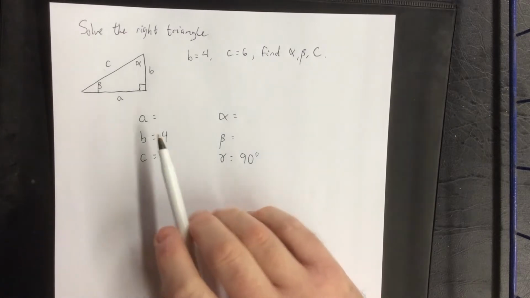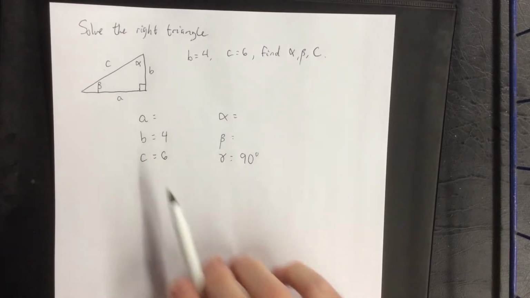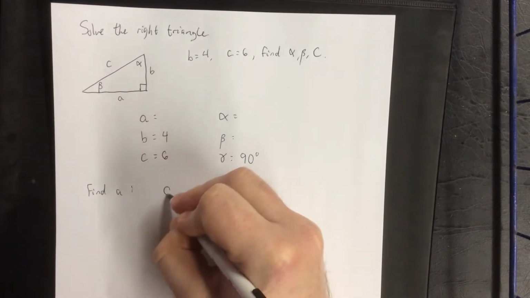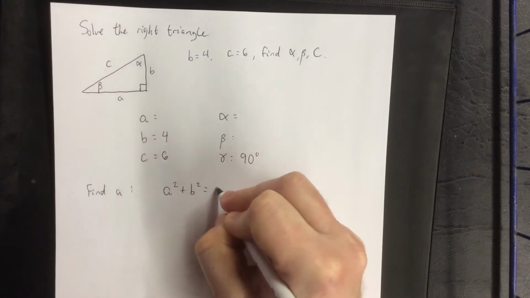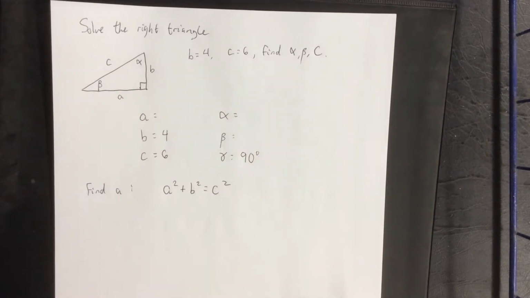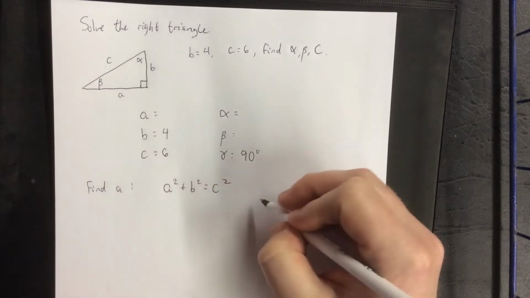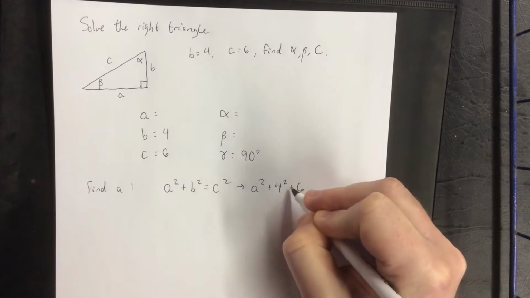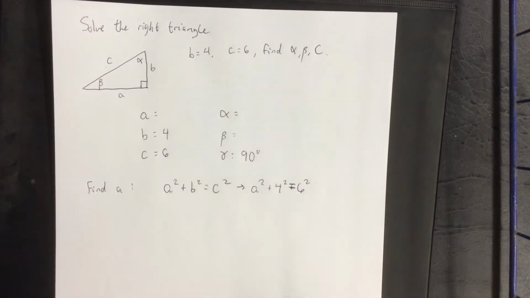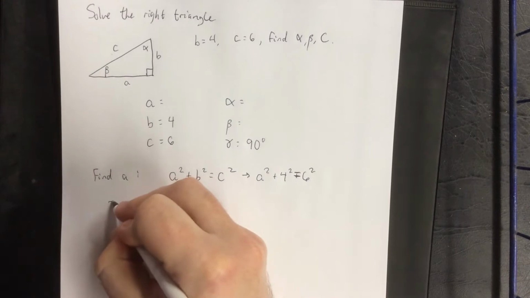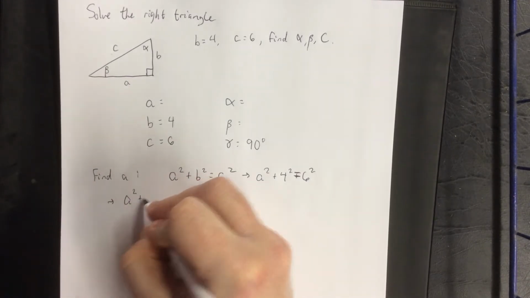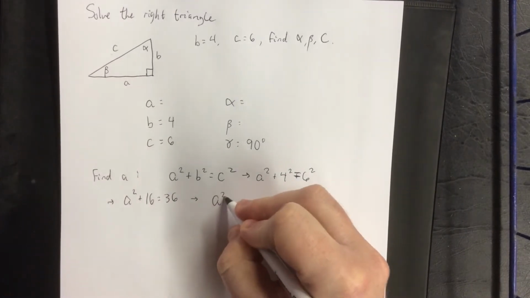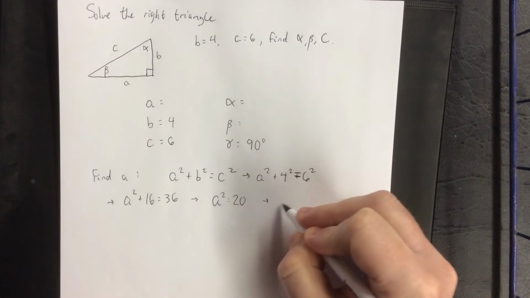Now with that in mind, if I'm interested in finding our last side, I already know two of the sides, so we can find A using the Pythagorean theorem. So A squared plus B squared is equal to C squared. We'll plug in the two quantities that we do know, and we'll solve for what we don't know. Oops, that should be an equals 6 squared. That'll be A squared plus 16 is equal to 36. Subtract 16 from both sides, and take a square root.